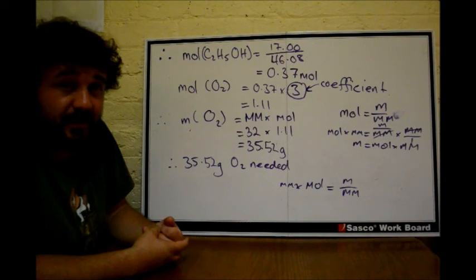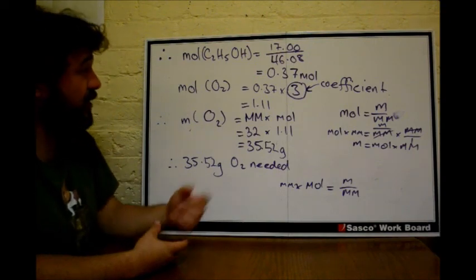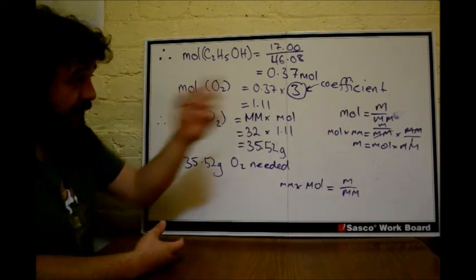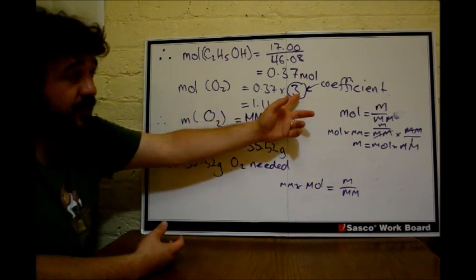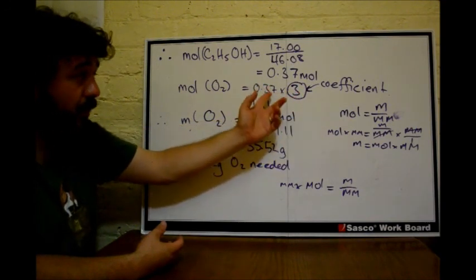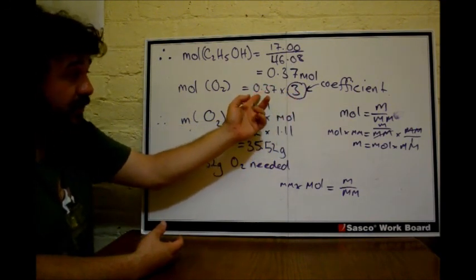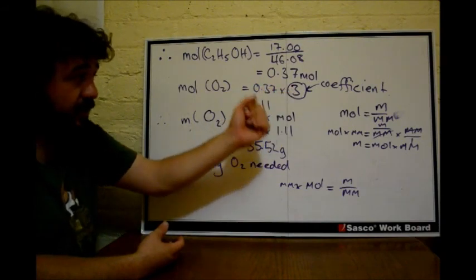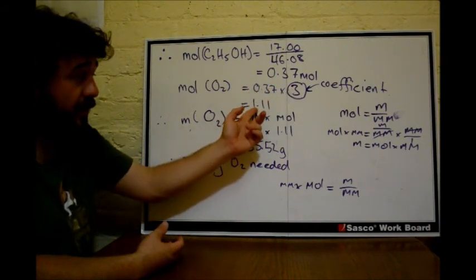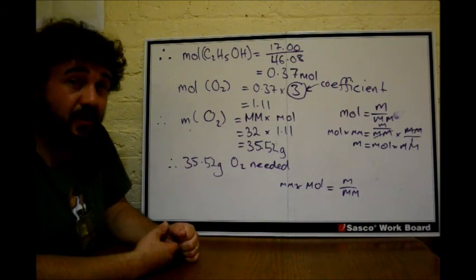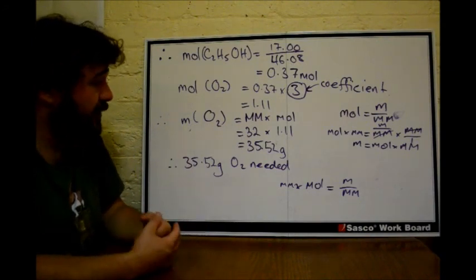This means we need to know how much oxygen we need. So we need to work out how many moles we have. 3 is the coefficient from out the front, so that's our ratio, 1 to 3. So we have 0.37 times 3, it's 1 to 3, so we need 1.11 moles of oxygen.